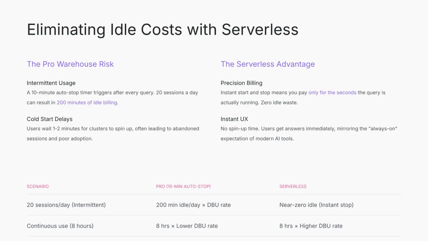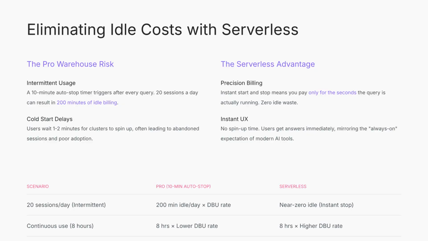Here's where most of the magic and savings happens. With a Pro warehouse on intermittent usage, say 20 sessions a day, that 10-minute auto stop can leave you paying for 200 minutes of idle time every single day. Plus, users hate waiting 1 to 2 minutes for cold starts. Serverless? Game changer. Instant start and stop means you pay only for the actual seconds the queries are running. Zero idle waste. Users get answers immediately, exactly what they expect from modern AI tools.